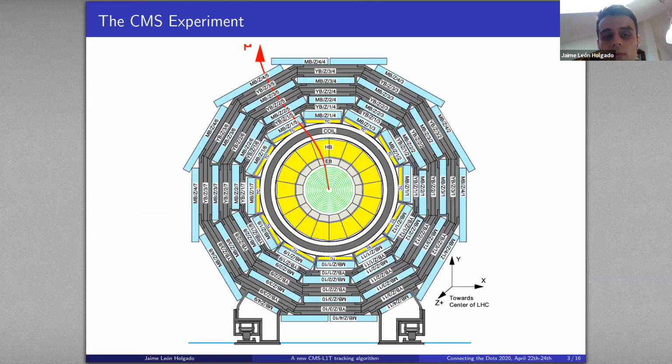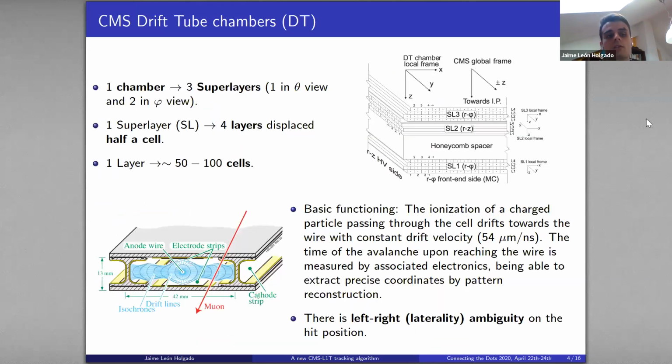Talking about the muon chambers, in the barrel we have both the resistive plate chambers or RPCs and also the drift tube chambers or DTs. Each of these wheels is divided in 12 sectors, and each sector is divided in 4 chambers, so we've got 4 DT chambers on each sector. Each chamber is divided in 3 super layers, one in theta view and the other 2 in the phi view. Each super layer is made of 4 layers that are displaced half a cell between them. Also, each layer has around 50 to 100 cells.